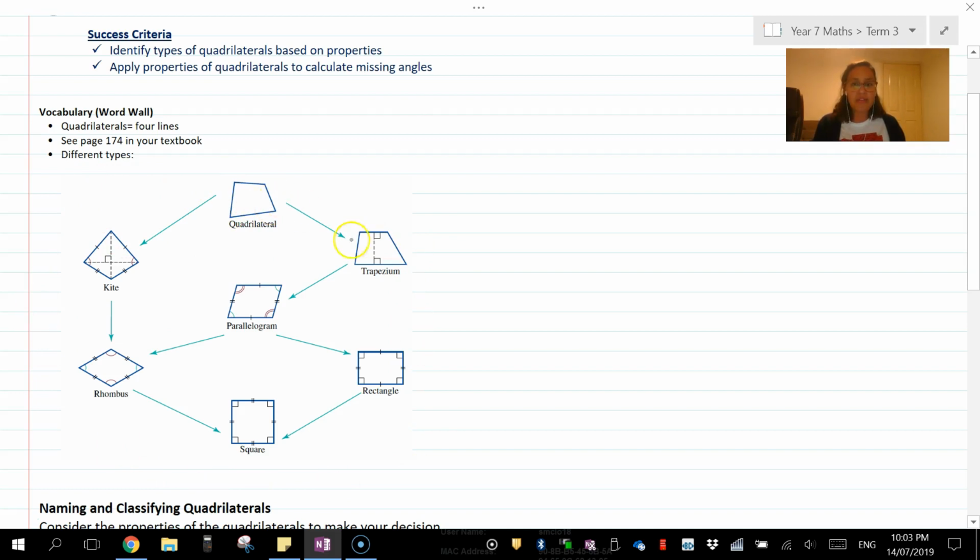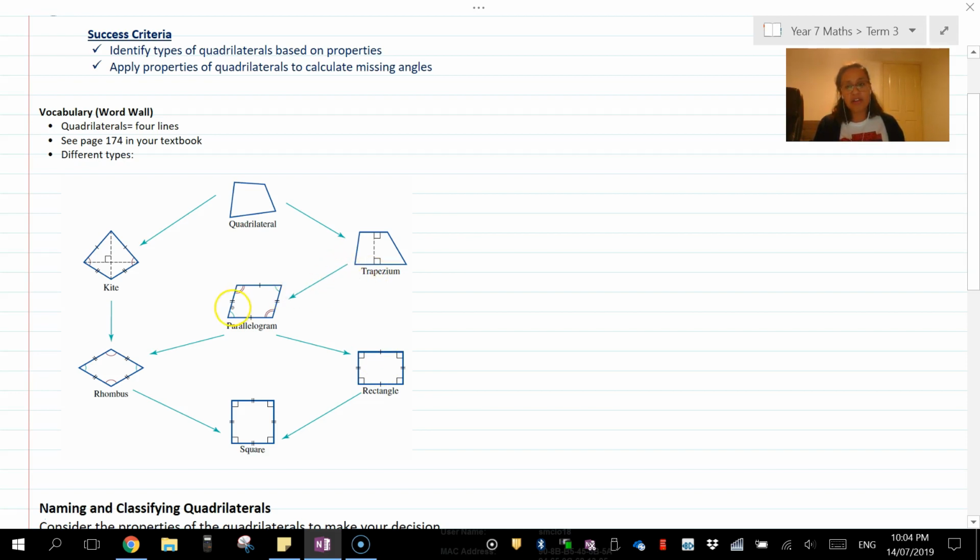Now you come over this side here, it means that all of these shapes have at least one set of parallel lines. Parallel lines are 2 lines that are equal distance apart and that never meet and never touch. So all of these would be considered trapeziums, even though we don't really use that as its definition.